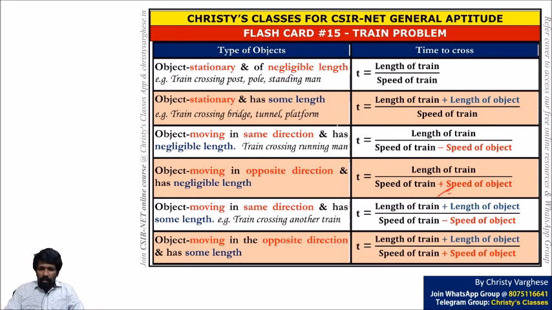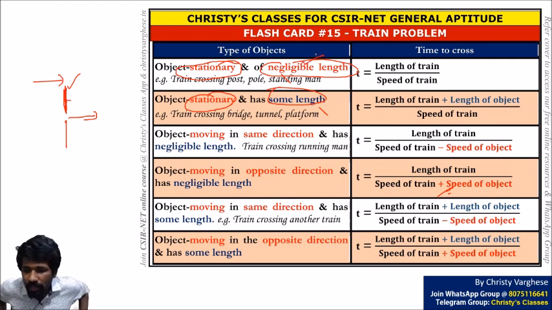The second object may be stationary. Stationary means not moving. In the not moving case itself, there are 2 possibilities, when it is having some length or when it is not having any length. For example, train crossing an electric post. Electric post is not moving, so it is stationary. But the width of the electric post is so thin, that is the meaning of negligible length. It is so thin that you can consider it as zero.